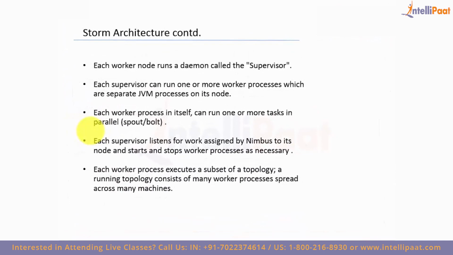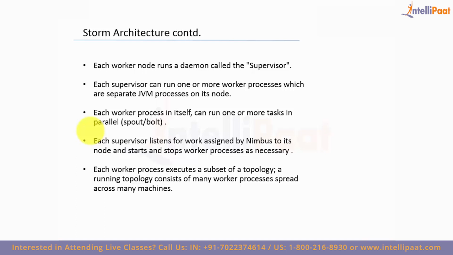Also, apart from the master machines, we have n number of worker nodes depending upon the requirement of the cluster. Each worker node runs a daemon called the supervisor. Each supervisor can run one or more worker processes which are separate JVM processes on its node. They are comparable to, for example, the node manager services running on the slave nodes in a Hadoop cluster, which can have multiple containers. Each worker process in itself can run one or more tasks in parallel. We can categorize them as spouts and bolts, and we will discuss the details in a short while.